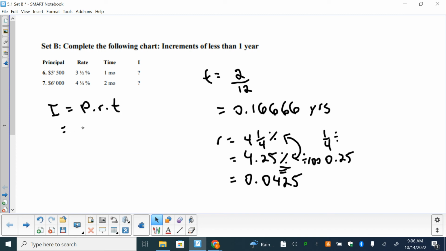Okay, so now I'm just going to sub all these numbers in. So my principal is 6,000. My rate as a decimal is 0.0425. And then my time in years is 0.1666 repeating. So I'm going to put at least 4 decimals there so that I don't run into problems. So I'm just going to multiply all those numbers together to find the interest I get. So I got $42.50.